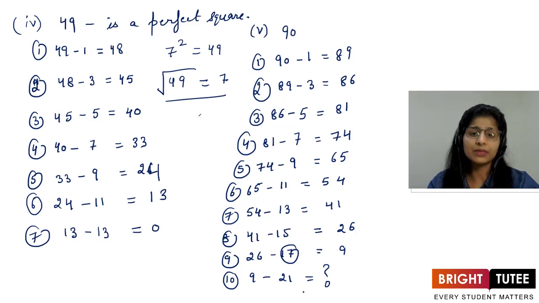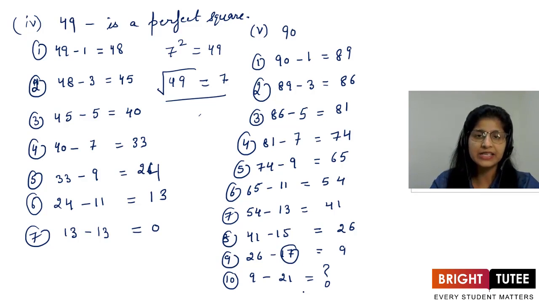So from this, it is clear that after doing the repeated subtraction, we are not going to get 0 at the end. This shows that 90 is not a perfect square. I hope the method of finding square root using repeated subtraction is quite clear now. We have discussed examples. We have done this question which has 5 parts. Right? Let's move ahead now.